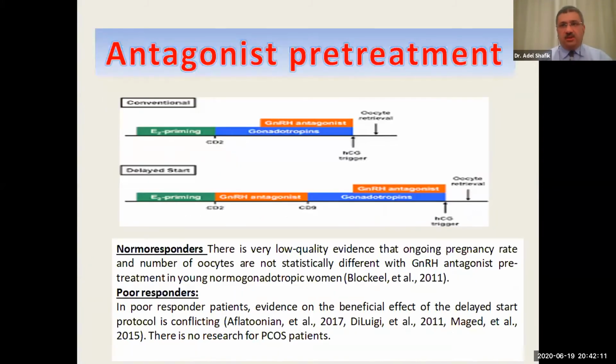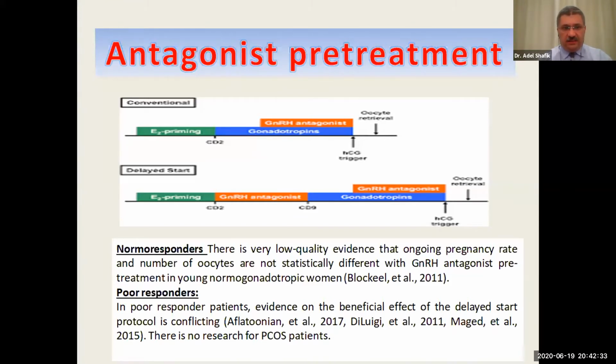Now moving to the antagonist pretreatment. In the hope of, again, follicular synchronization, some groups started to use gonadotrophin antagonist in the early follicular phase before starting the HMG induction of ovulation, aiming to suppress endogenous FSH and LH. So when we give the HMG induction, we would have synchronous follicles.